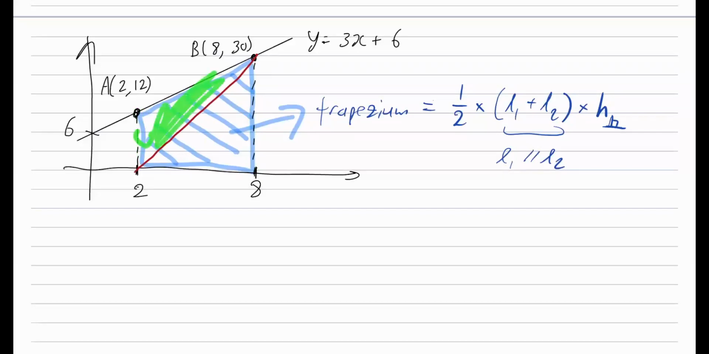Triangle here, half times base times height. Triangle there, half times base times height. But this is just a shortcut to make things a bit faster. So let's use this shortcut: half times the sum of parallel sides. So what's the height over here?